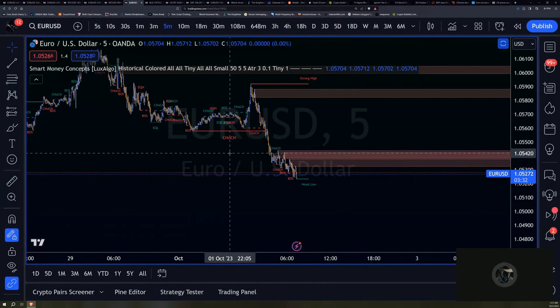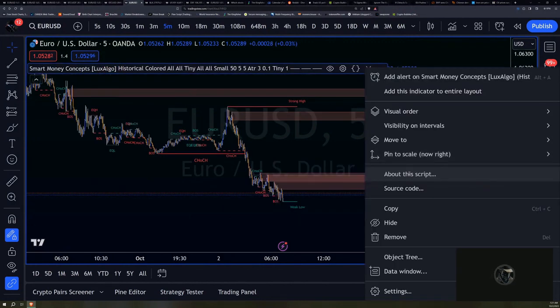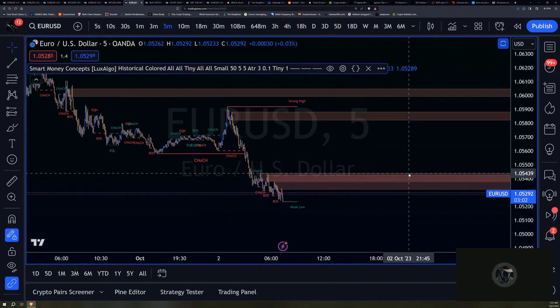You click on the three dots on the right here where it says more, and you go to about this indicator, or about this script, I should say. Click on that, and it brings you up to the Smart Money Concepts by Lux Algo. And again, Lux is a solid writer of algos, very solid, maybe as solid as they come. So you can see all what he talks about here.